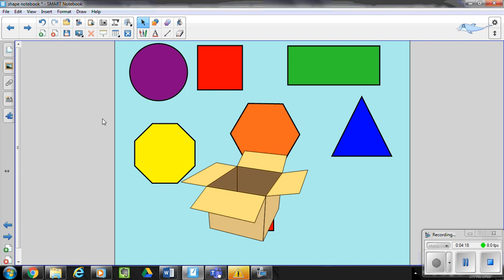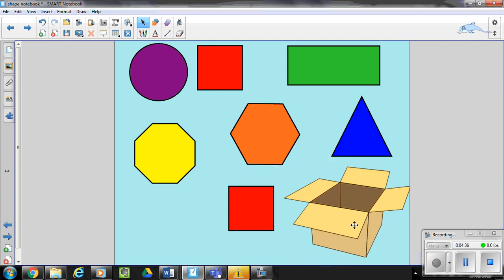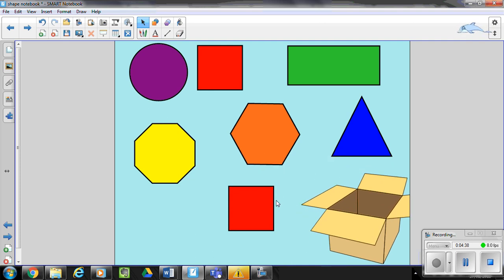So this shape has got 4 sides and 4 corners. The sides are all the same length. Which shape must I be describing? Let's have a look. That's right, it is a square. So 4 sides and 4 corners, and our square has sides that are the same length.